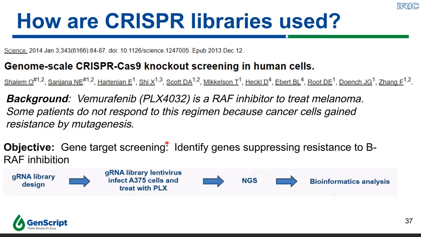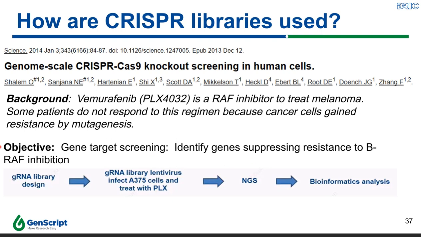Here I show you a classic study conducted by the Shalem group in the year 2014. Just a little bit of background. Vemurafenib, PLX, is a RAF inhibitor to treat melanoma. Some patients do not respond to this regimen because the cancer cells gain resistance by mutagenesis. So the objective of this project was, through gene target screening, to identify the genes that suppress the resistance to BRAF inhibition.